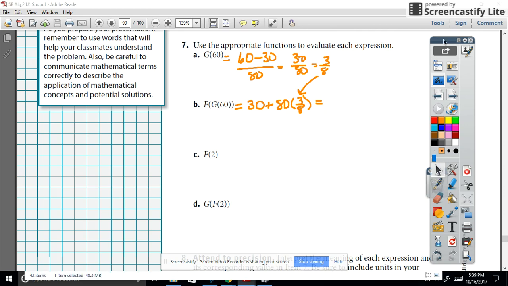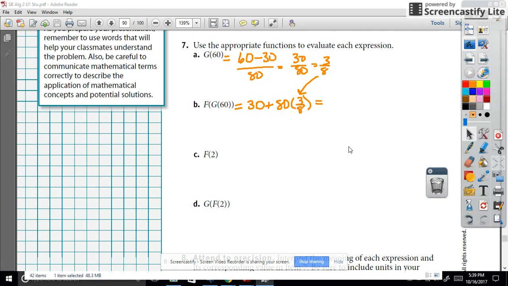Okay, so I left off, or got cut off a while ago, right about the time I was plugging 3/8, which is the answer to g of 60, into the f function. So I should now be multiplying 80 times 3/8. Use your calculator, please. This 8 is going to cancel out with that 8, leaving a 10, and then 30 times 10 is going to leave me 30. And so when I add those together, I get 60.